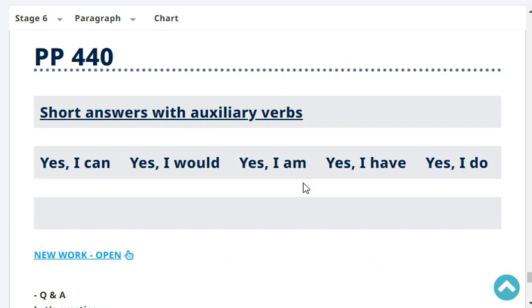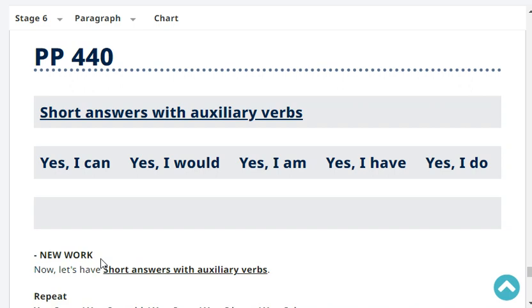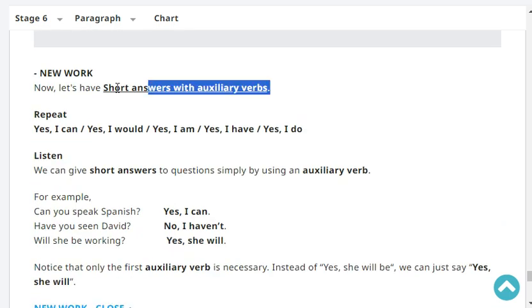Okay, and that's the end of our revision. Let's have a new word. Okay, so let's have short answers with auxiliary verbs. Okay, so let's talk about short answers.